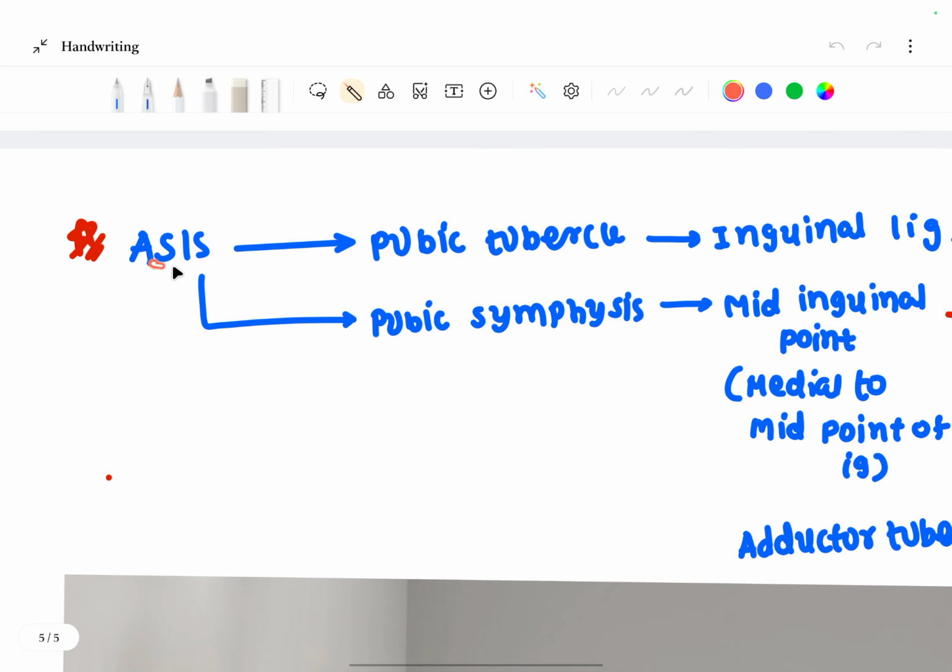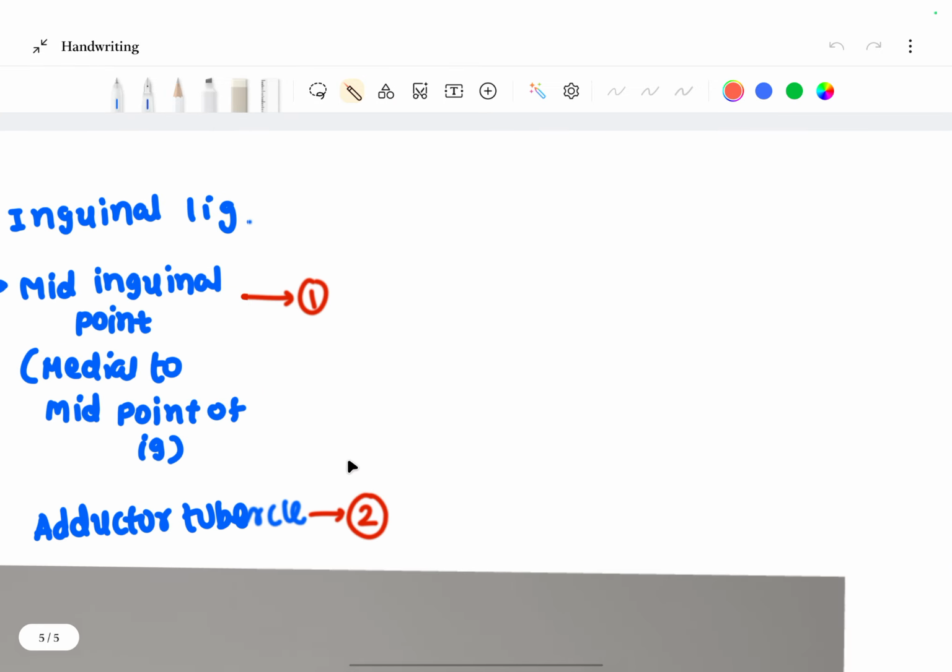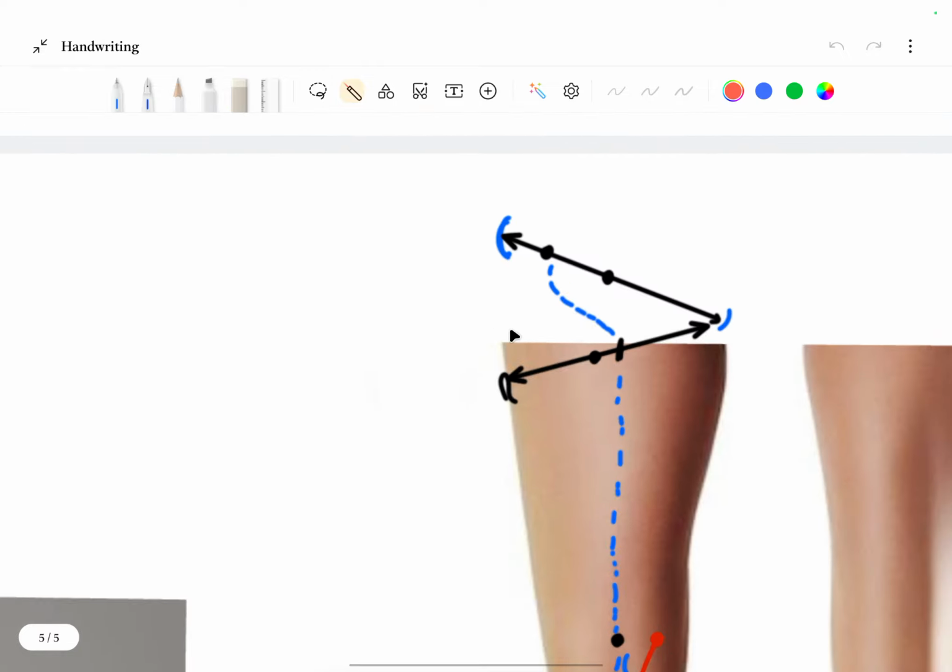As you see on the hip bone, the anterior superior iliac spine is the anterior side of the iliac crest, and the posterior side will be your posterior superior iliac spine. So you can feel it. So from the posterior superior iliac spine to the ischial tuberosity. Can you see the ischial tuberosity?